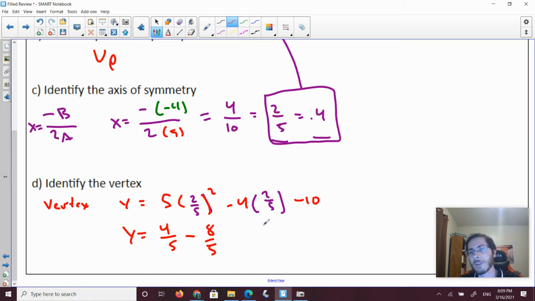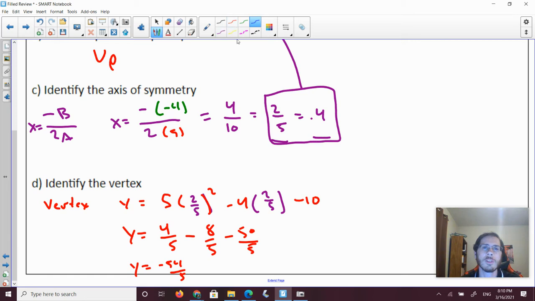And since we're working in fifths, I may as well change this minus 10 to minus 50/5, just so that they're all in fifths. Again, if you're doing decimals or if you're going to throw it in the calculator, you don't need to work with the fractions. So my y-coordinate is going to end up with 4 minus 8 is negative 4. Negative 4 minus 50 is negative 54/5.